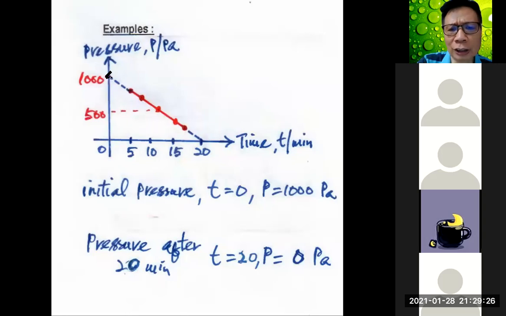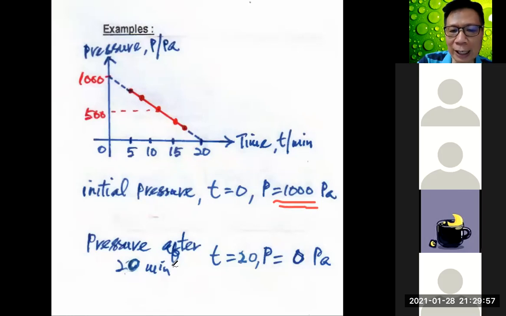To find the pressure at time 0, you need to extend the line, and only then can you get it. If you don't extend, you will never find this answer. That is the purpose of extending the line, because you want to find the initial pressure. Initial means time 0, starting. When time is 0, the pressure is 1,000. That's how you get this answer. It is outside your plotted graph, the red one.